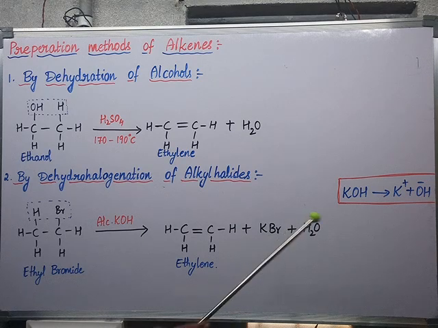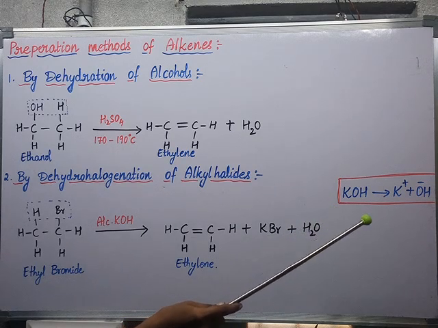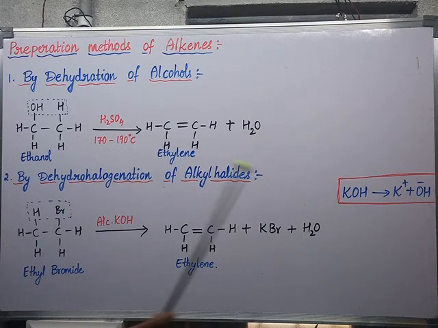You can see here KOH can break into K+ and OH-. This K+ reacts with this Br- and comes out as KBr. This OH- reacts with this H+ and comes out as H2O. So from this both hydrogen and bromide are removed. Next you will get the double bond between these two carbons, and finally you get ethylene as a product. Ethylene is formed from ethyl bromide by the process of dehydrohalogenation.